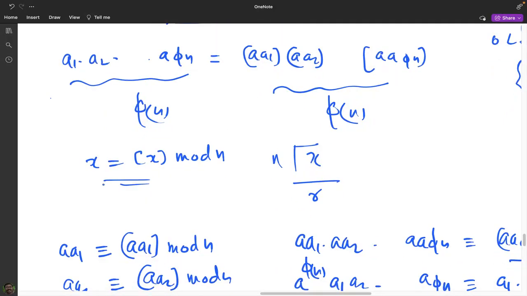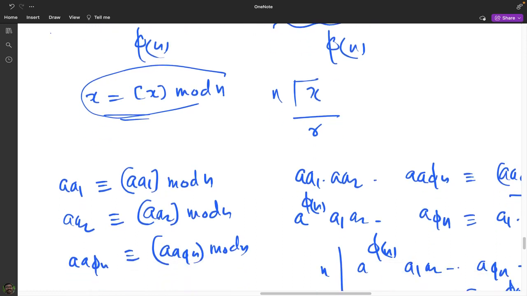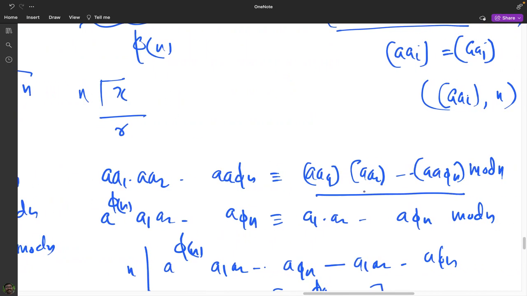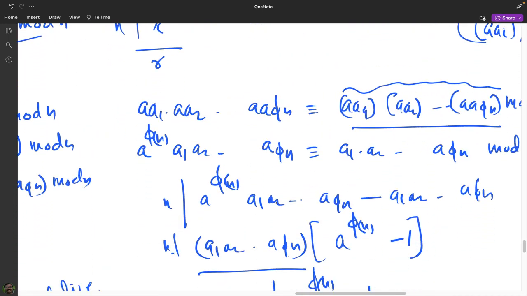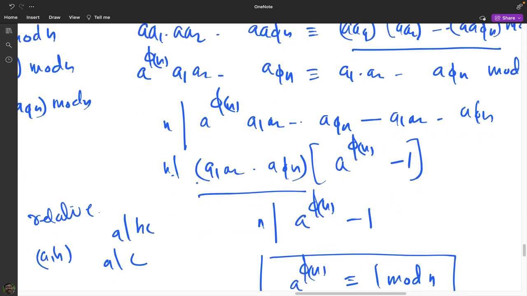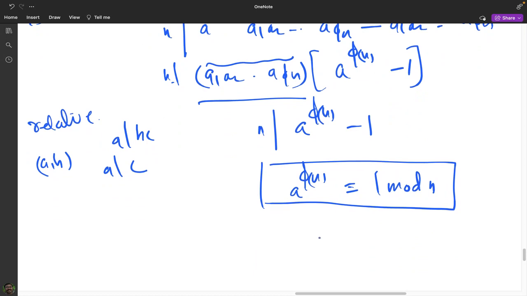Now you use this result to show that a a1 is congruent to its remainder modulo n, a a2 is congruent to its remainder modulo n, and you multiply them together. So you will get this quantity, and you replace it by a1 into a2 into a phi n. From this you take the common factor outside, and you get n divides a1 a2 etc. a phi n into a raised to phi n minus 1, which means that n divides a raised to phi n minus 1, because each of them is relatively prime to n. So this means that a raised to phi n is congruent to 1 modulo n, and that is the proof of Euler's theorem. Okay, thank you.